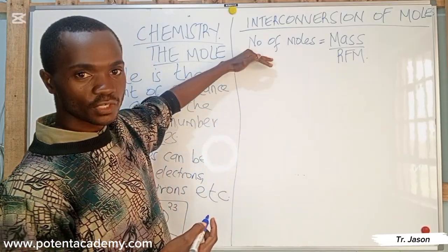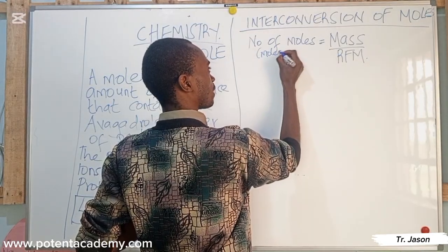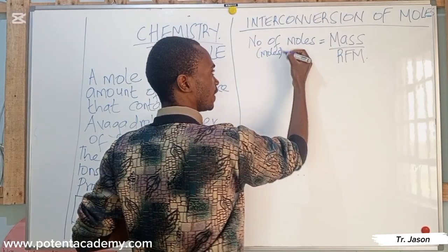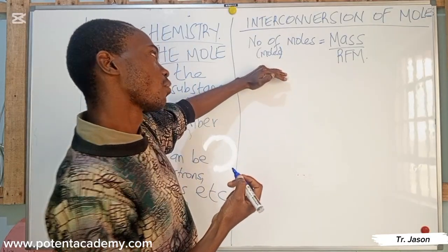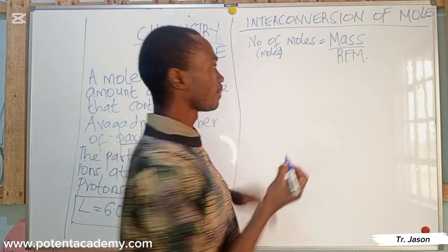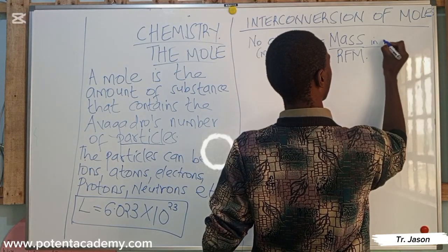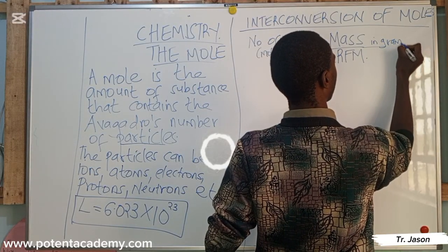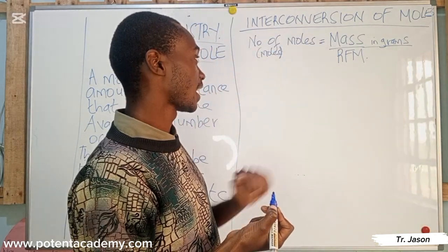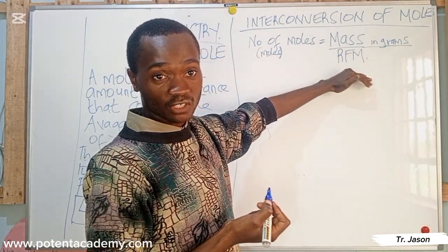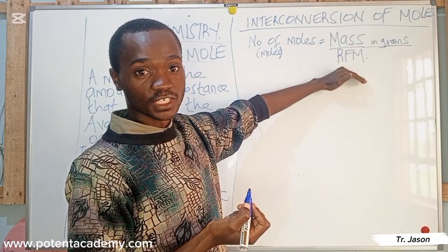The units for calculating the number of moles are moles. Remember, when it comes to the mole concept, the units are very much important. The units for calculating the mass are grams. So here we talk about mass in grams. What about the units for calculating the RFM? When calculating the RFM, we put no units.